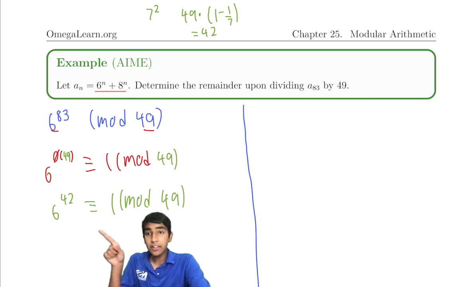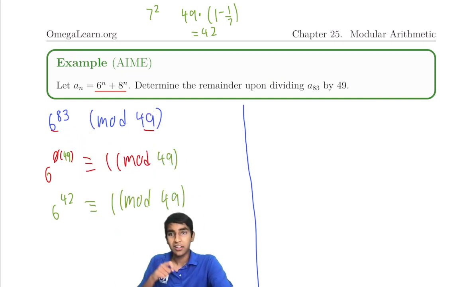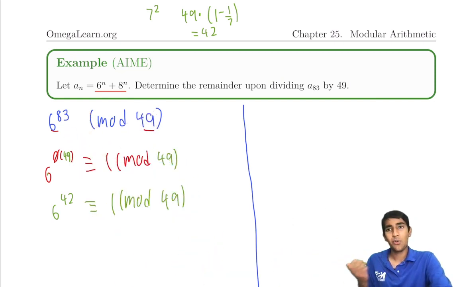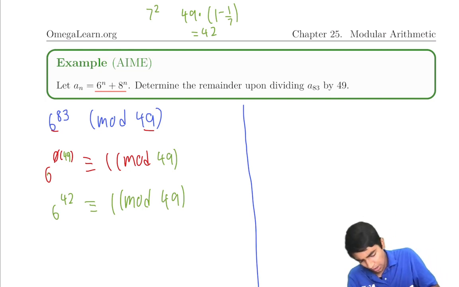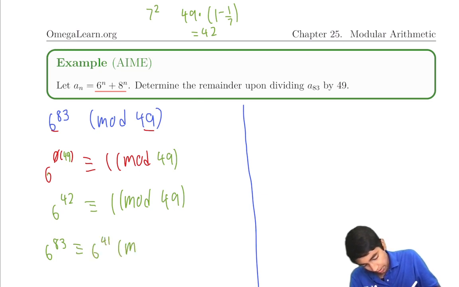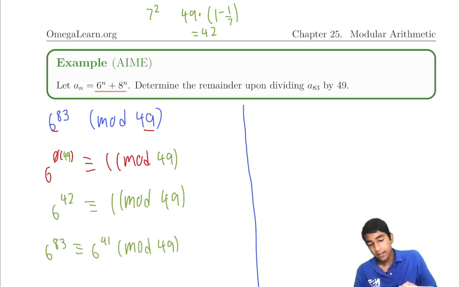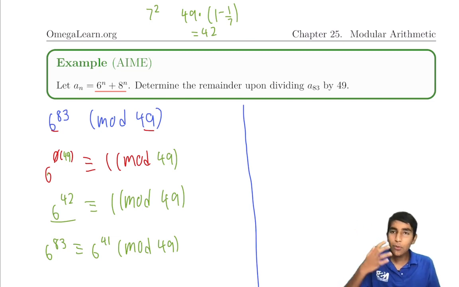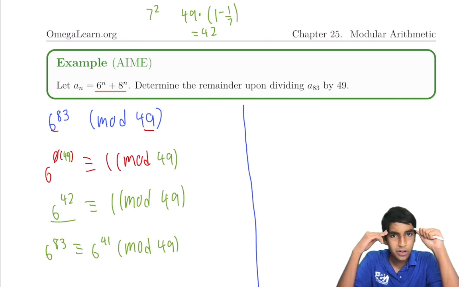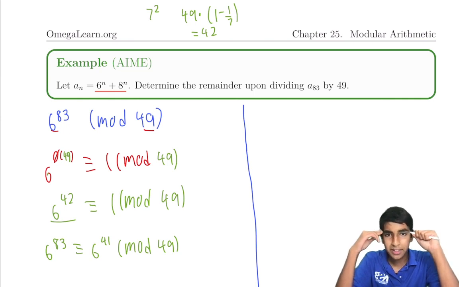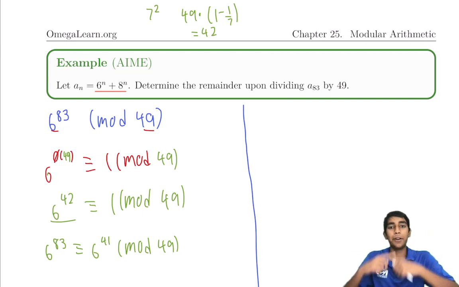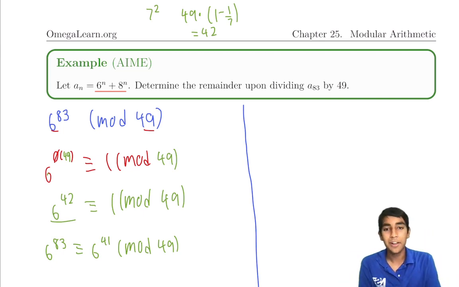So if we know this, how do we find this? Well, we know that 6 to the 83 is equivalent to 6 to the 41 mod 49, right? Because we just divide out by 6 to the 42, which is 1 mod 49. But 6 to the 41 is still a giant number. We're not going to be multiplying 6 times 6 times 6 a bunch of times. We're not here to do that. We're here to do stuff that's more smart.